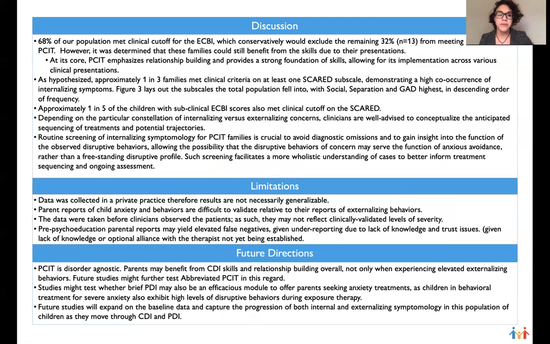So at its core, PCIT emphasizes relationship building and provides a strong foundation of skills, allowing for its implementation across various clinical presentations. As I noted in the beginning, 68% of our population met clinical cutoff for the ECB, and conservatively, for those 32% remaining, you might exclude them or not consider them for PCIT, but we thought that those families could still really benefit from the skill due to their presentation.